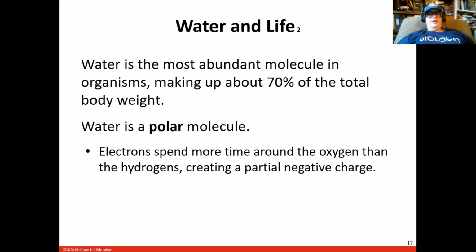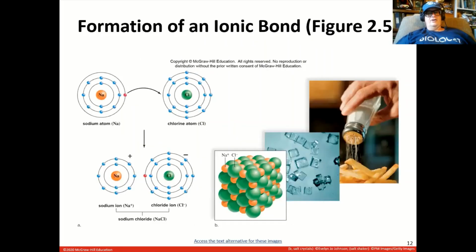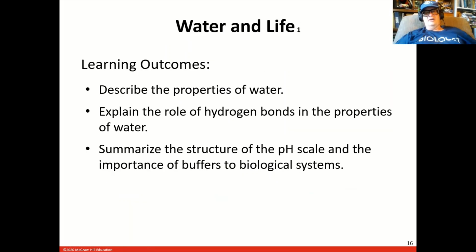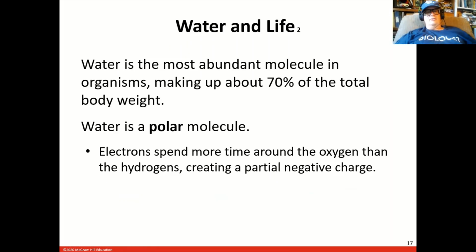So water is the most abundant thing in us, 70% of our total body weight. Water is polar. You already heard that. We already talked about it. Here we're making a water molecule right there at the top, the Mickey Mouse looking thing. We've got 2 hydrogens and 1 oxygen. And so we have a little bit positive and a little bit negative because the oxygen is hogging the electrons. They spend more of their time around the oxygen than they do around the hydrogen.